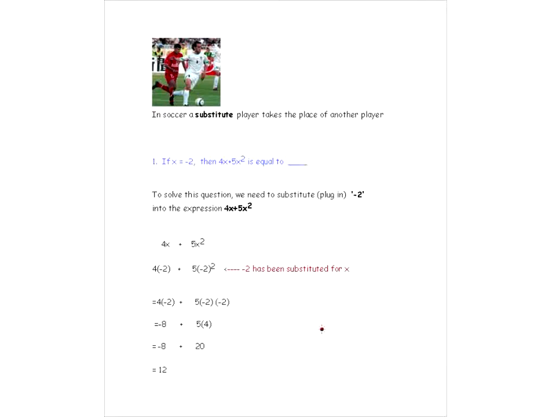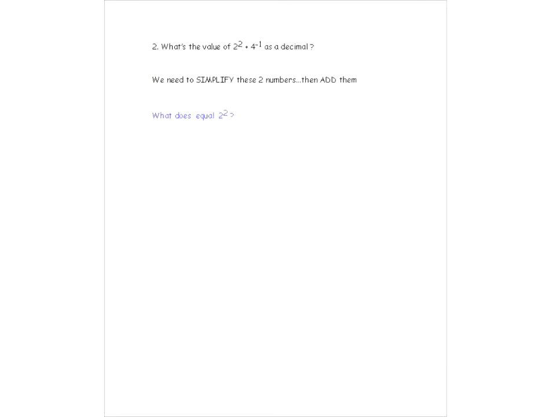I'm going to go through this stuff fairly quickly, but again, stop me at any point if you need to. So this question says, what's the value of this expression as a decimal? First of all, we need to simplify these two numbers. Simplifying numbers basically just means find out what they are. So we're going to simplify 2 squared and 4 to the -1, and then we can add whatever they equal.